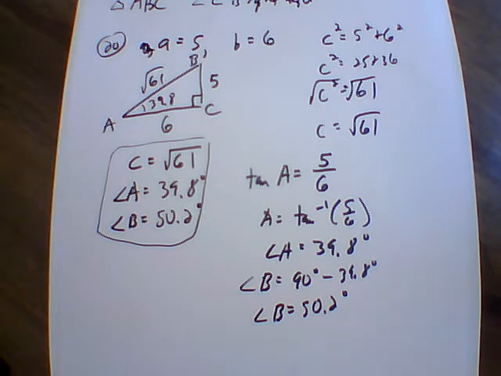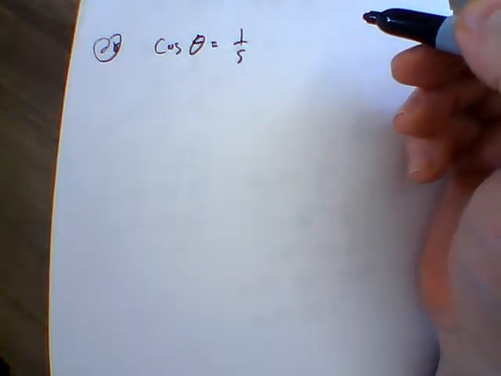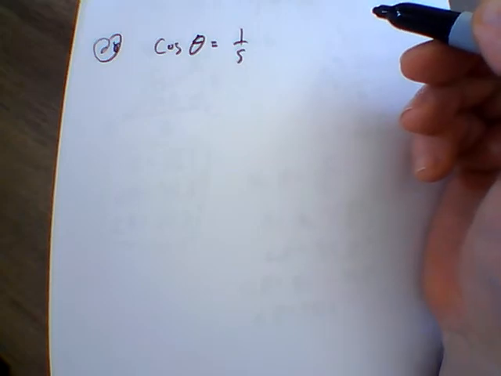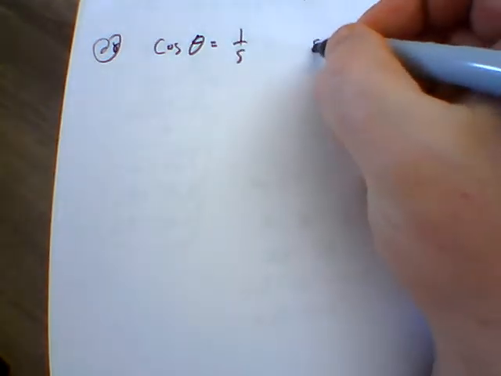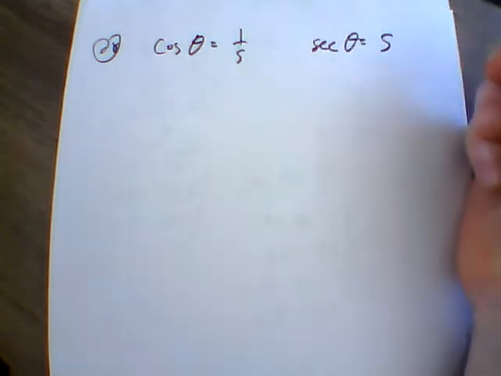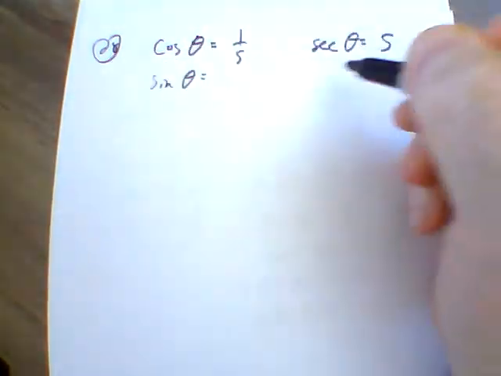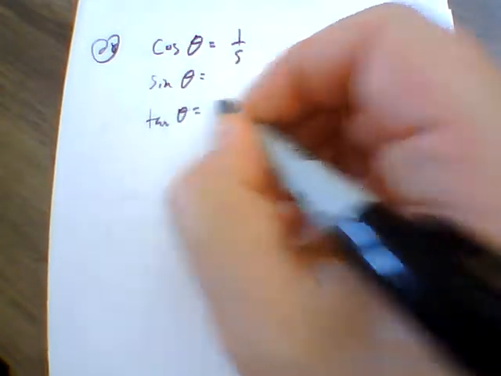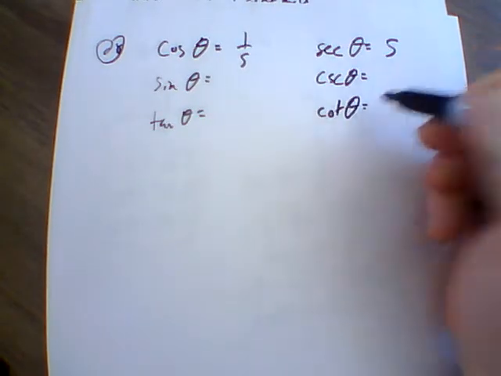The last problem of the day relates to number 28. Number 28 says cosine of theta equals 1/5. It tells us to sketch a right triangle with theta as the measure of one acute angle and find the other trigonometric ratios. Even before I do anything, I can say secant of theta equals 5, because once again it's a reciprocal. But we still want to find sine theta, tangent theta, and this would relate to cosecant and then cotangent of theta.